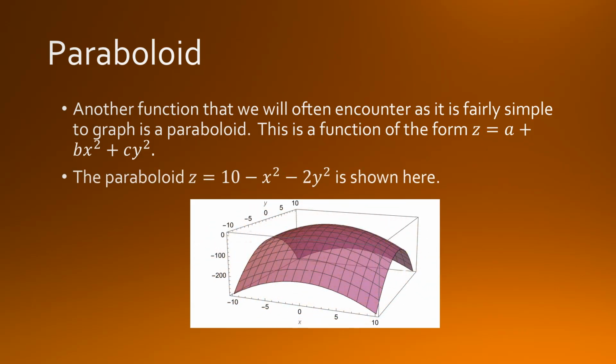They kind of look like bowls, either upside down or right side up, depending upon the signs in front of the x's and the y's. But here, this is the paraboloid 10 minus x squared minus 2y squared. So you can see if you put in x equals 0, you get a parabola 10 minus 2y squared. And similarly, if you put in y equals 0, you get a parabola 10 minus x squared.